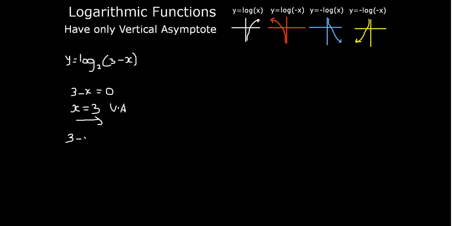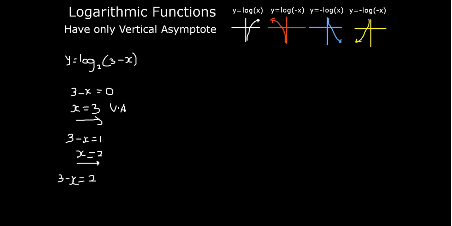3 minus x equals 1 now, and then our x will be equal to 2. And then you say again 3 minus x equals whatever the base is, and in this case, the base is 2.